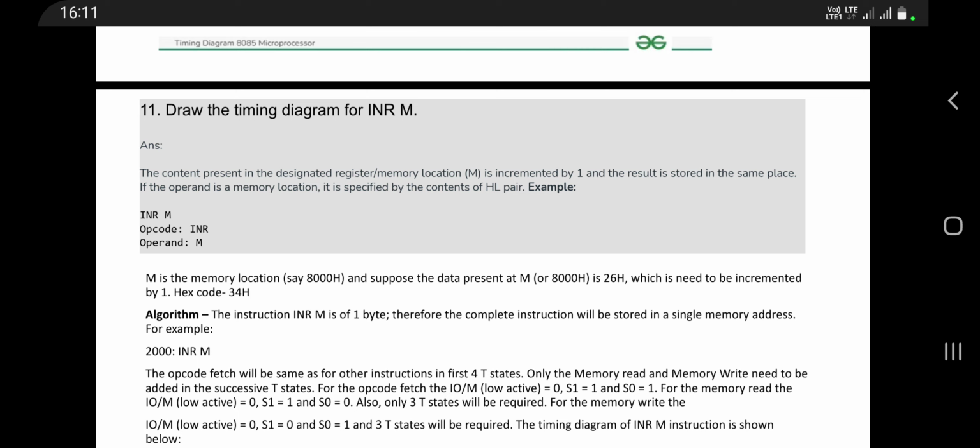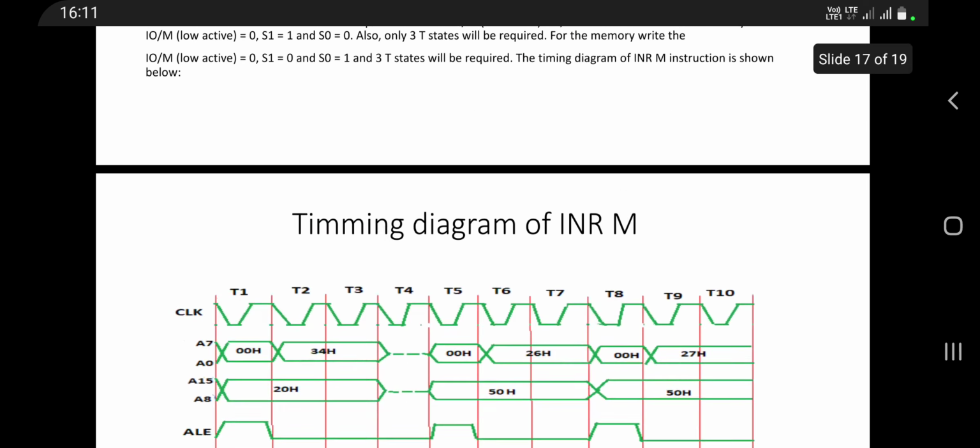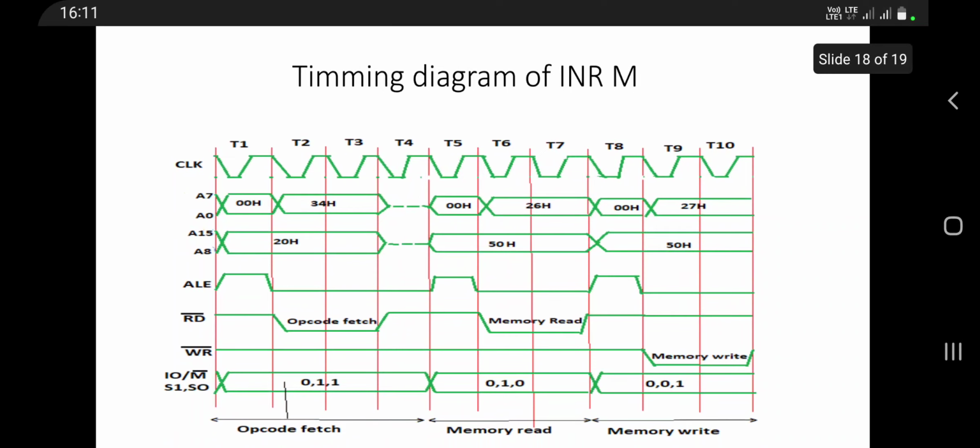The common part here is always the opcode fetch machine cycle, next is the memory read machine cycle, and next is the memory write machine cycle. If you follow, the timing diagram shows that it requires 10 T states to complete the instruction. So the instruction cycle requires 10 T states. And how many machine cycles does it require? It requires M1 for opcode fetch, M2 for memory read, and M3 for memory write.